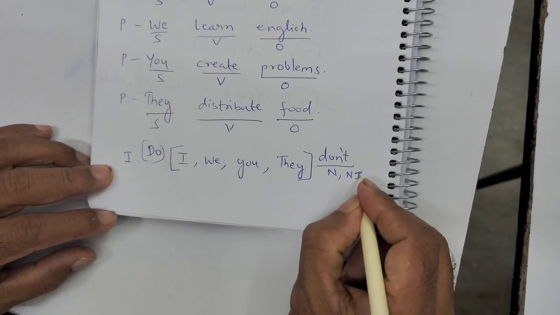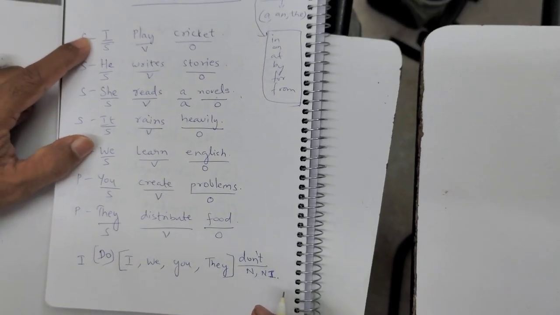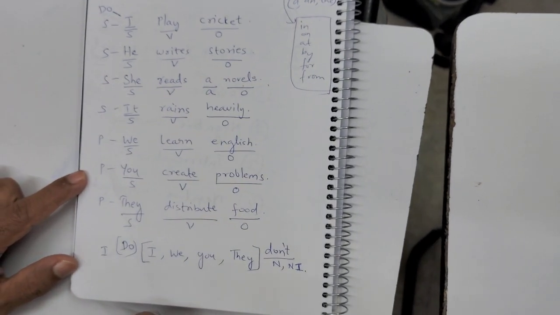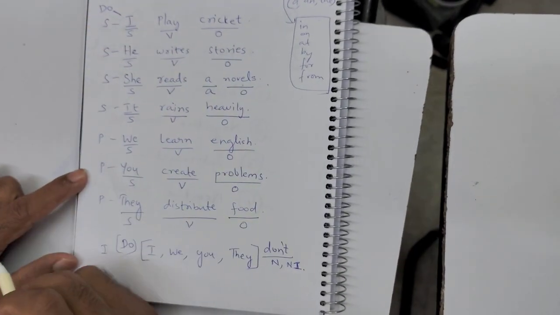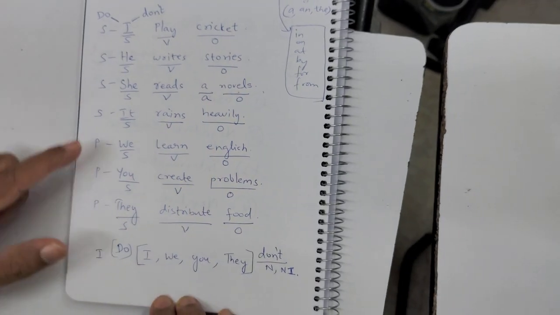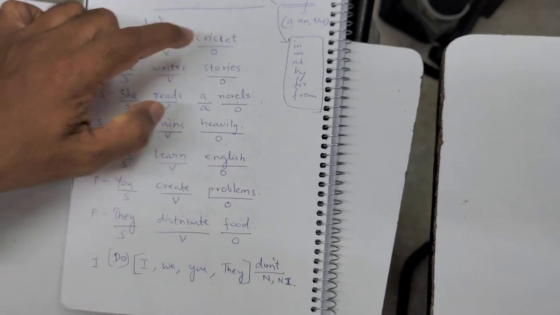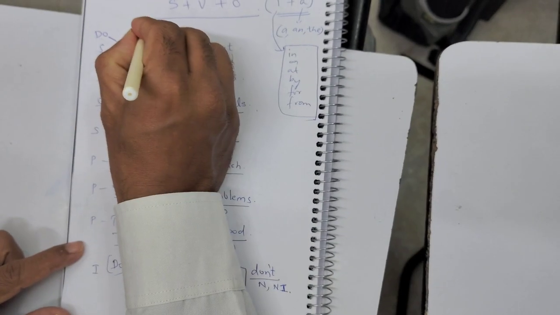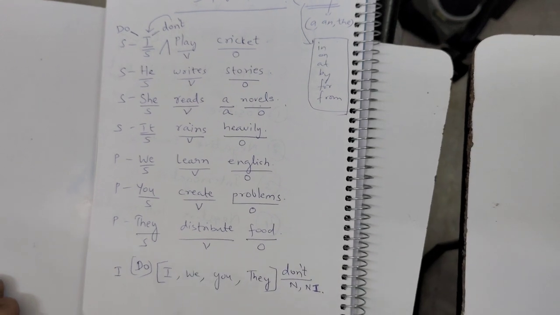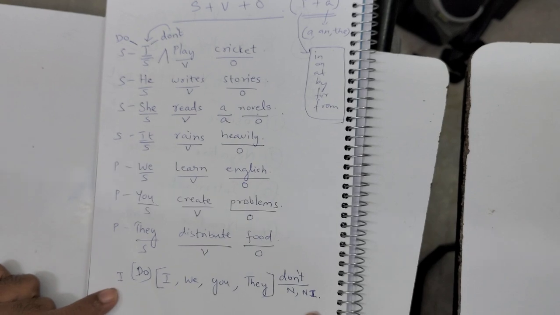So how to make the sentence? I play cricket. This is the positive sentence. For interrogative, write "do" here: Do I play cricket? Negative sentence: I don't play cricket. In between these two, you have to write it. Negative interrogative, reverse this one: Don't I play cricket? So this is the trick you have to remember.